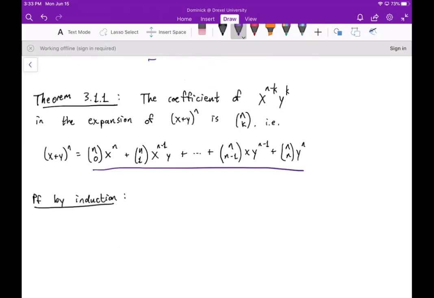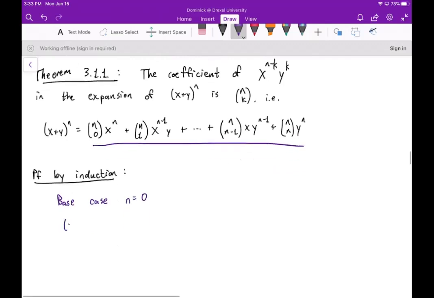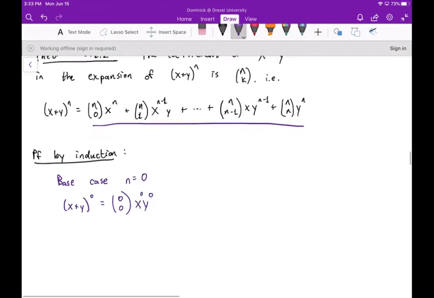All right, so let's do this proof by induction. So for the base case, we could say that n is equal to 0. So then we want to show that x plus y to the 0 is equal to 0 choose 0 of x, y, both to the 0, kind of silly. But everything is to the 0 power, so we're going to get 1 is equal to 1, so of course that works.